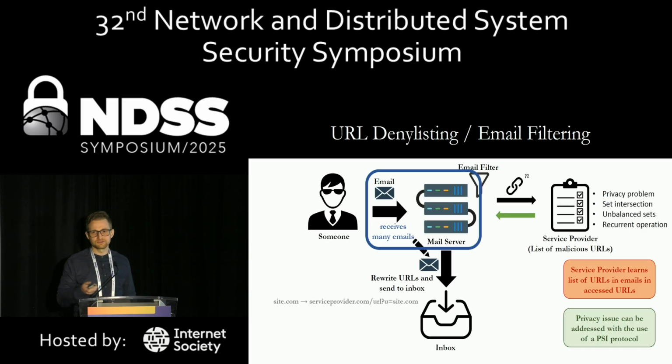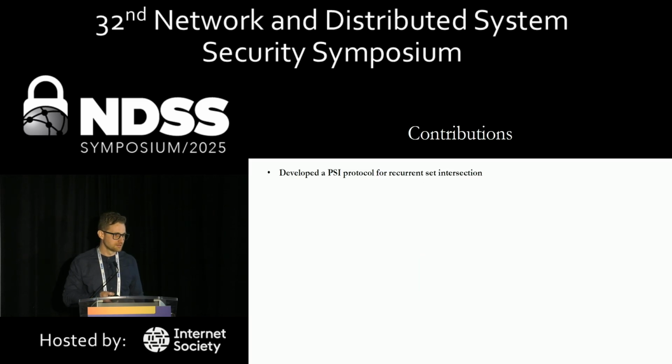And finally, while you may receive just a few emails per day, if you think about everyone in your institution, there are maybe thousands of people, so there are many emails coming. So the mail server will be doing this operation many times, so it's a recurrent operation. So what we develop here is a protocol for this setting, the recurrent setting. It has a one-time cost on the large set and a linear cost in the smaller set.